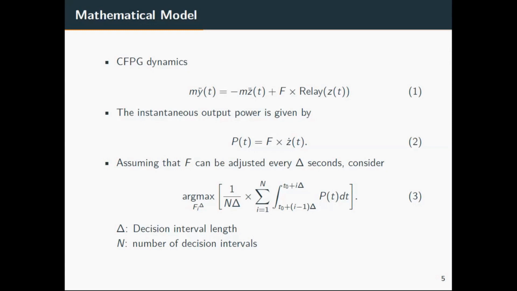For the integral, we want to divide this into small intervals of delta, typically 1 second or 2 seconds in our experiments. And we want to use different values for F in each delta. Typically, the electrostatic force F is constant, but we want to tune this electrostatic force in a way that, according to these equations, we get the maximum harvested energy.